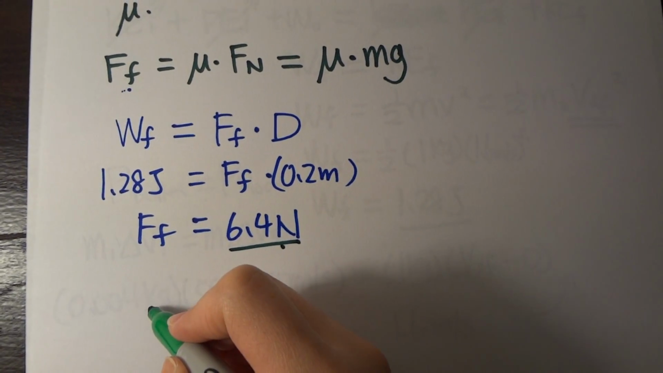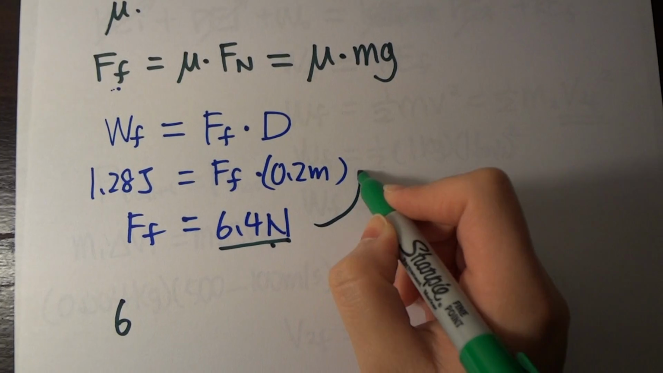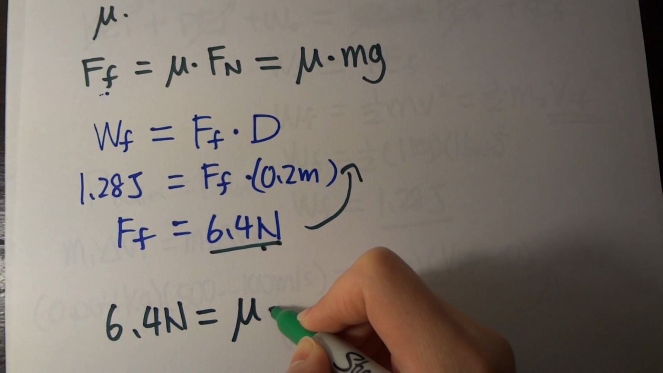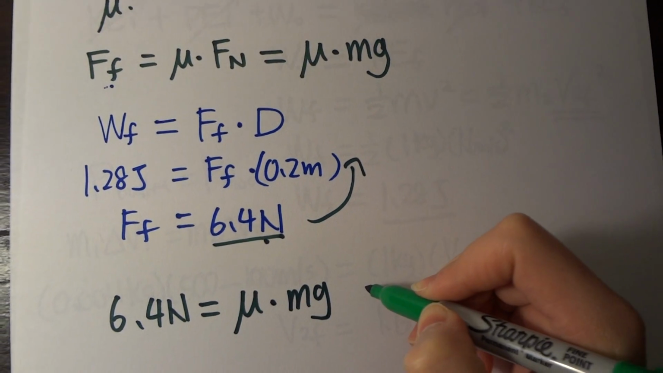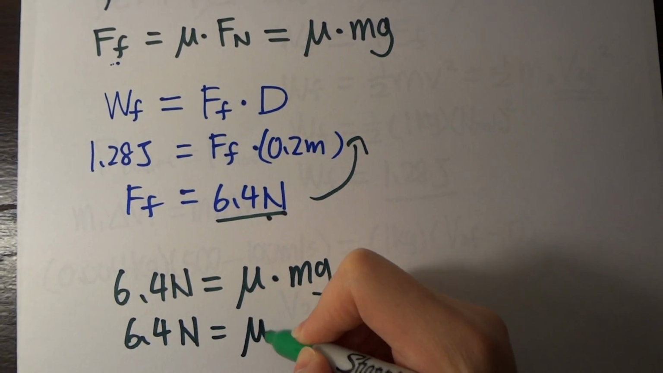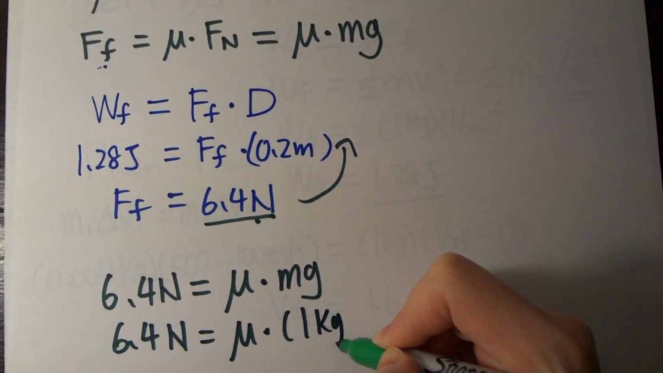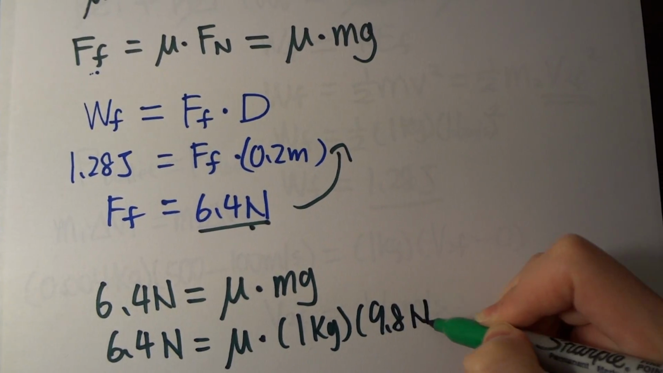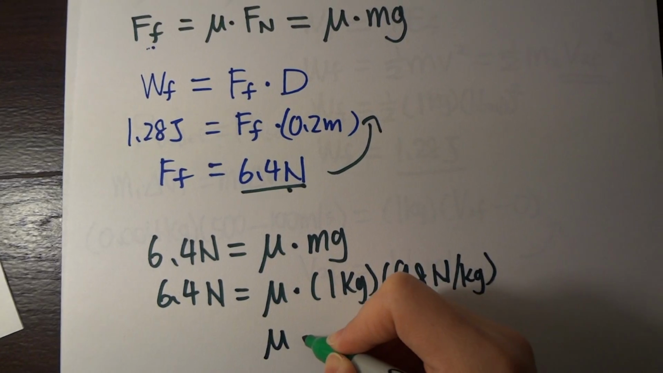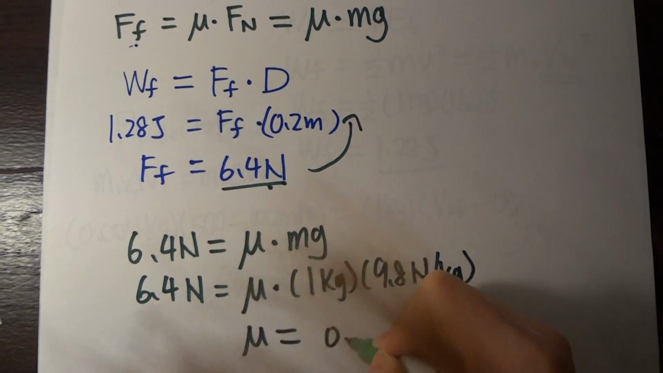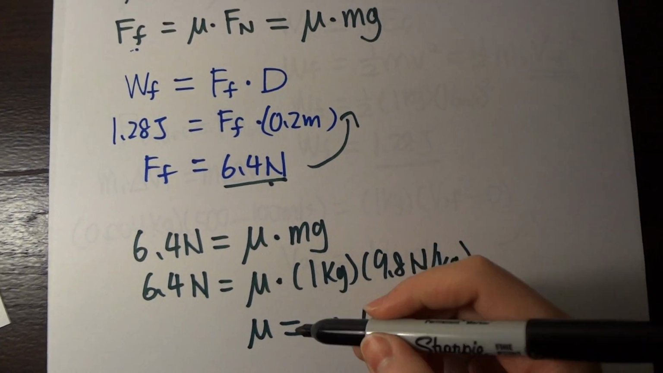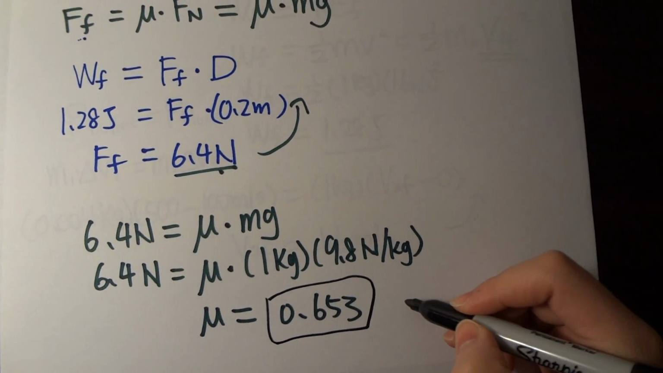If we have this, we can get the mu. Let's plug that back into that equation. 6.4 newtons is equal to mu times mg, which is 6.4 newtons equals mu times the mass of the block, 1 kilogram, and g, 9.8 newtons per kilogram. And we got mu is equal to 0.653. And here's the answer. Yay.